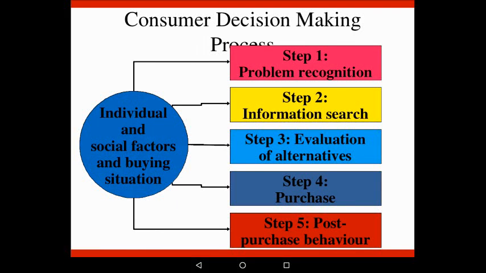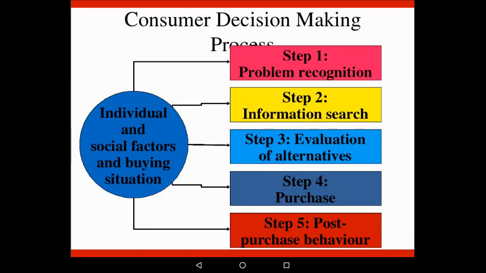Okay, the consumer decision-making process, as I said, is made up of 5 steps. Step 1 is called problem recognition. That's when the consumer recognizes a need that they have. Step 2, information search. That's when they start to look for information about what products and services are out there that can help me to satisfy this need.